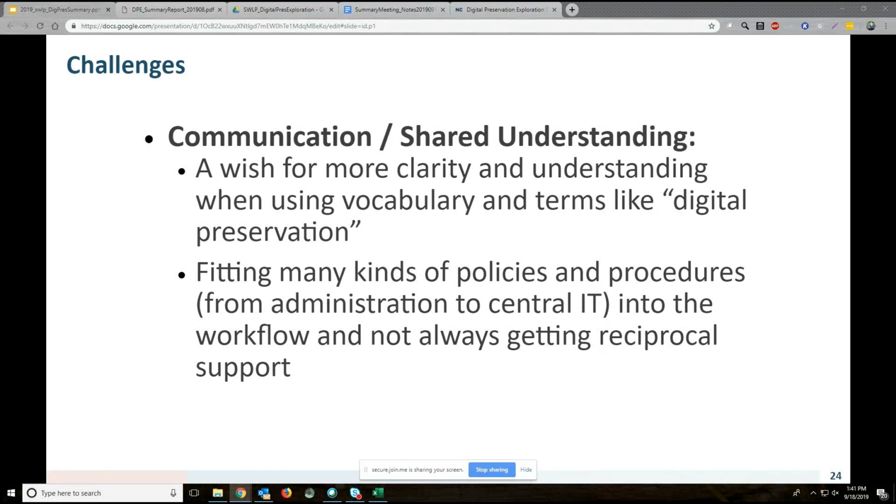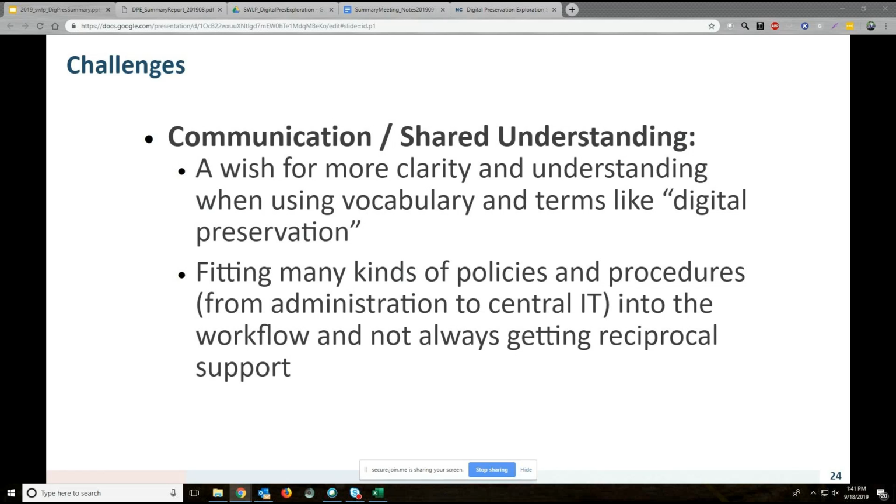There were also challenges with communication and a shared understanding. A lot of people wished for more clarity and understanding with vocabulary and even terms like digital preservation. At the meetings, at the very beginning of each one, we did a Post-it exercise, a word association, where we talked about what is digital preservation and access. Think of a word or a phrase that communicates that to you. What do you think of when you hear digital preservation and access, or digital preservation and storage?